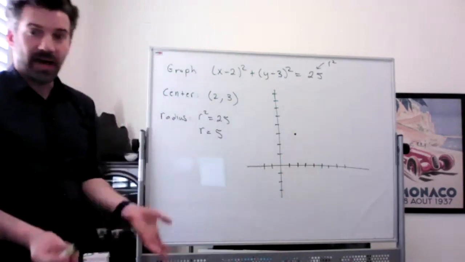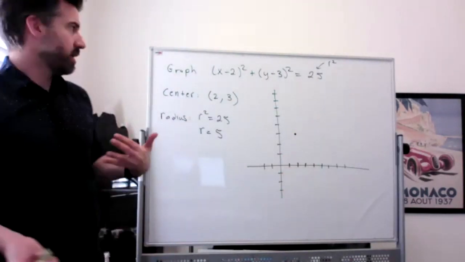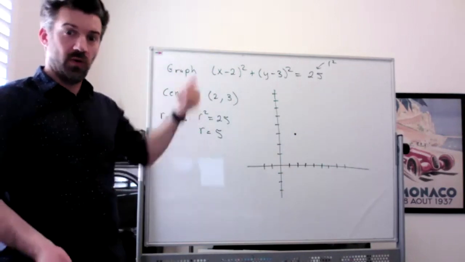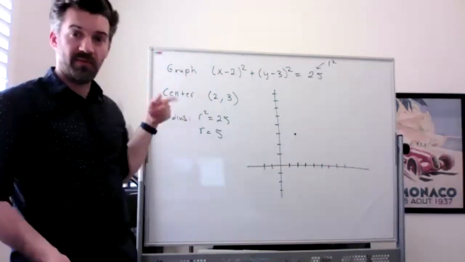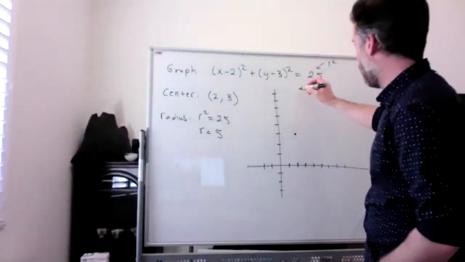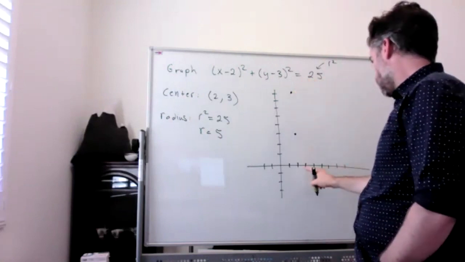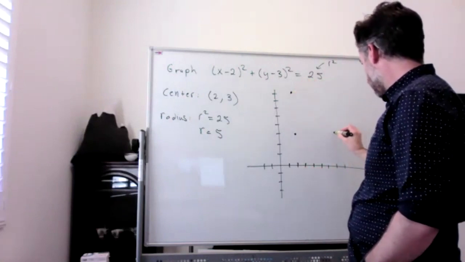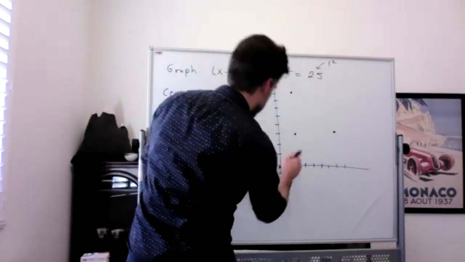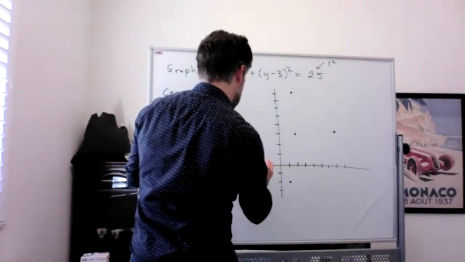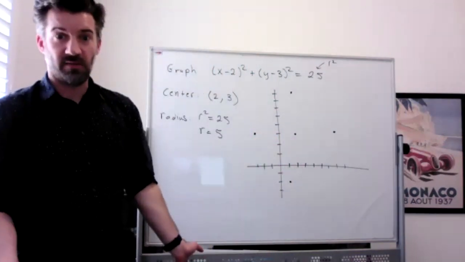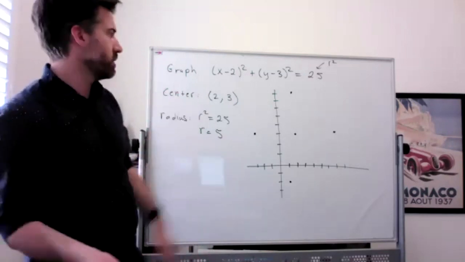And then I find the easiest way to graph a circle is to go the distance of the radius in each of the 4 directions. So I'm going to go 5 up, 5 right, 5 down, and 5 left. 1, 2, 3, 4, 5. 1, 2, 3, 4, 5. 1, 2, 3, 4, 5. And 1, 2, 3, 4, 5. So I'm just going the radius in each of the 4 directions.